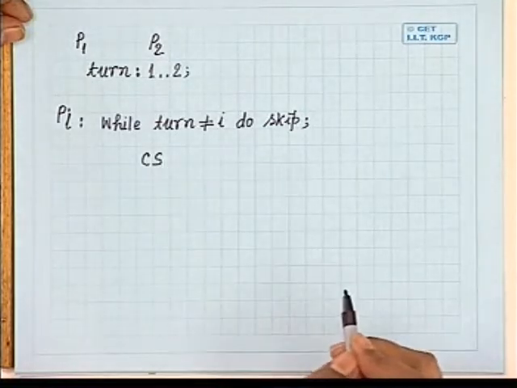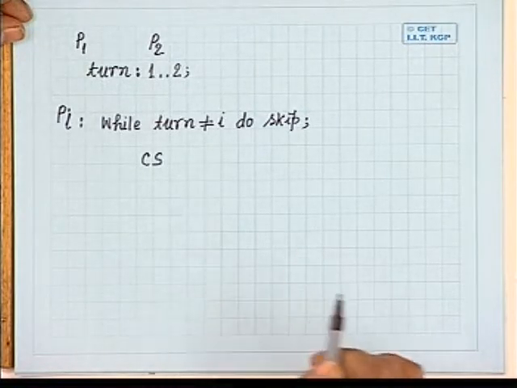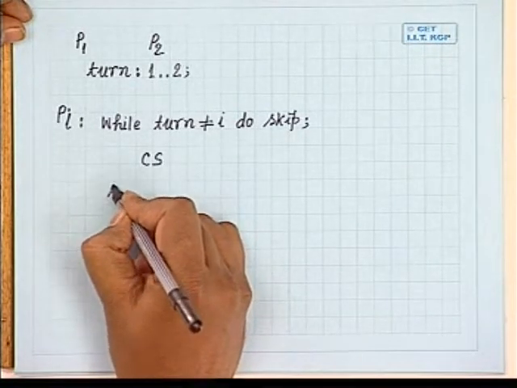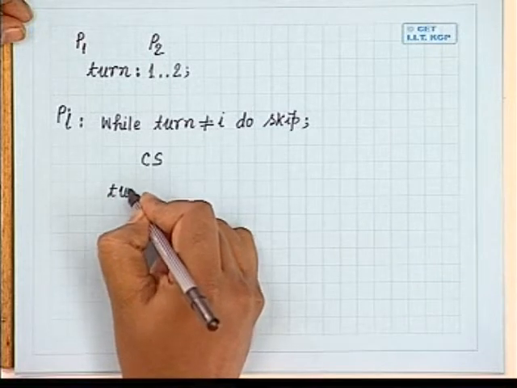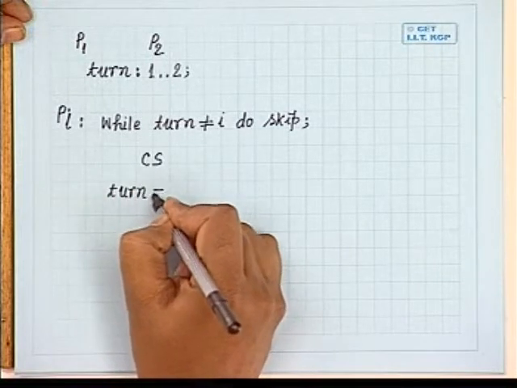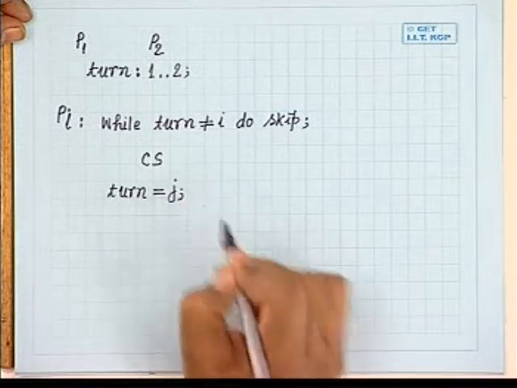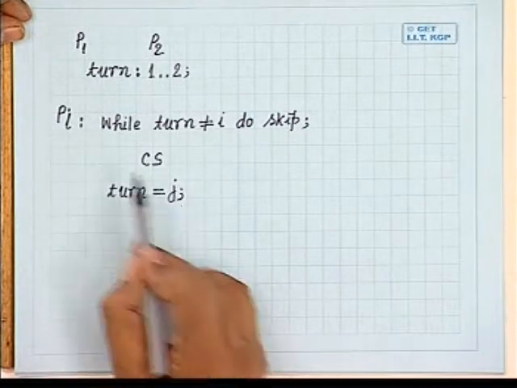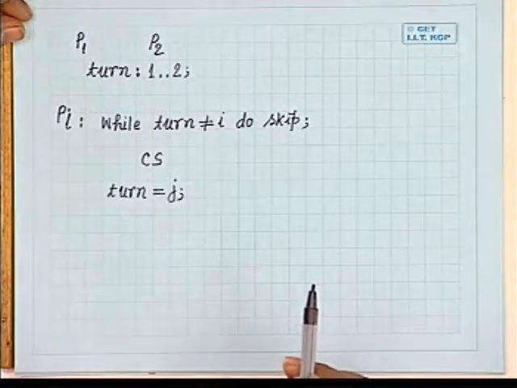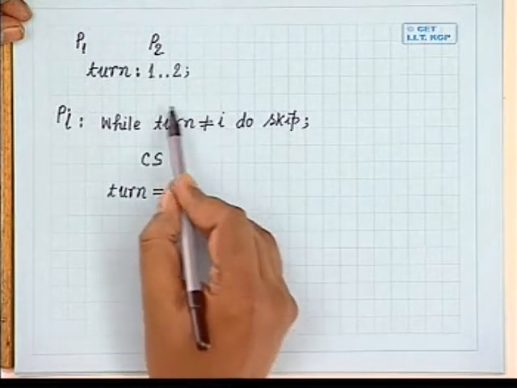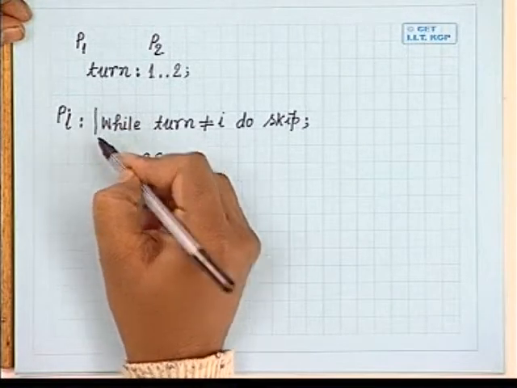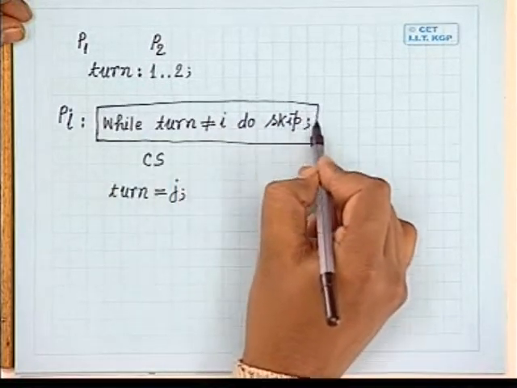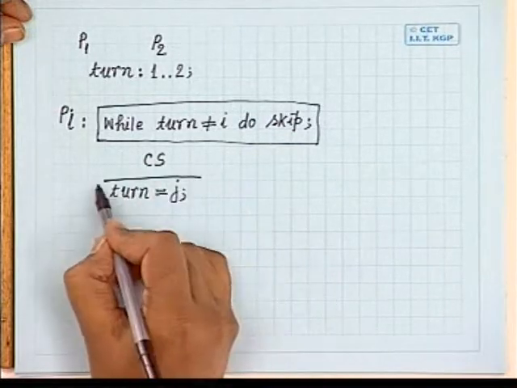When the process comes out of the critical section, it sets the turn for the other process. So in the exit section, it will simply set the value of turn equal to j. If i is equal to 1, j will be equal to 2. If i is equal to 2, j will be equal to 1. So this can be a simple natural solution that can come to mind. But is it a correct solution?